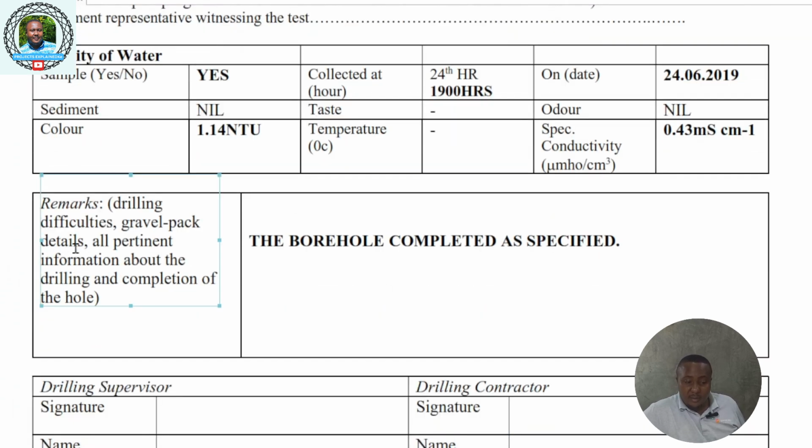Then there are the remarks in drilling. Were there any difficulties? The gravel pack details. You indicate there that the borehole was completed as specified. If there were challenges, if there was backfill, if anything happened, you need to indicate it here.